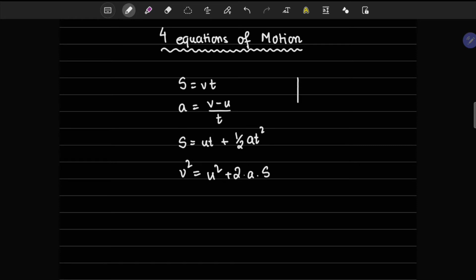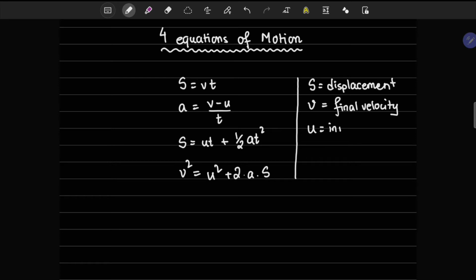Now, what do these symbols signify? S stands for displacement. V is final velocity, and U is initial velocity, and T is basically time. Needless to say, A stands for acceleration.